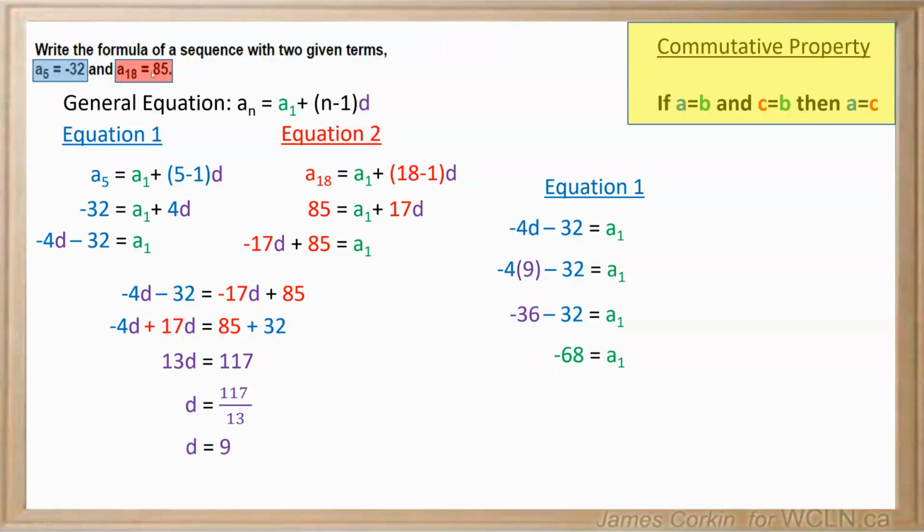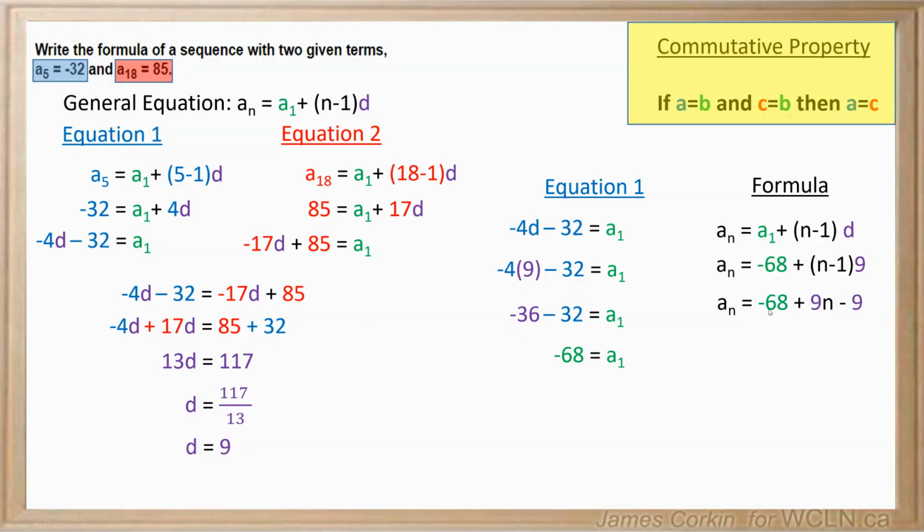Last step, because we want the formula, now that we have d and a1, we can plug that into our general equation. And that looks like this. There's the general equation. Let's replace a1 with -68 and d with 9. And then let's do a little simplifying. So when we have a bracket, we're going to multiply the n by 9 and the -1 by 9. That creates this. Now we have two numbers. They can be combined. And there is your final answer. The value of any nth term is 9n minus 77.